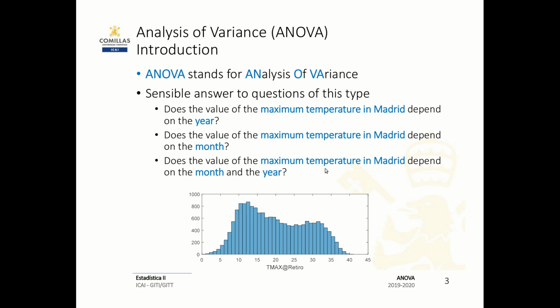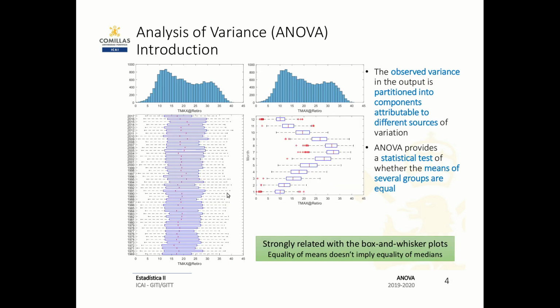So for instance, does the maximum temperature in Madrid, that is a continuous variable, depend on the year, which is categorical, or on month, or month and year, and so on. So here we have, for instance, the histogram of the maximum temperature at Retiro, where here is the temperature, and here is the number of observations.